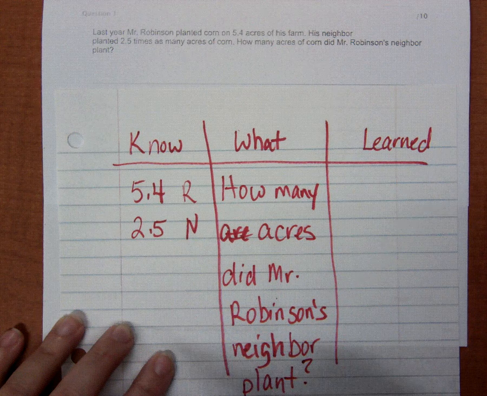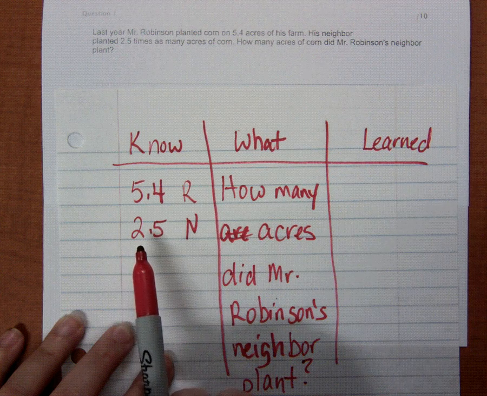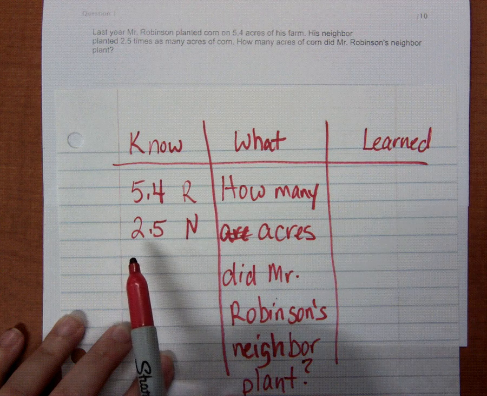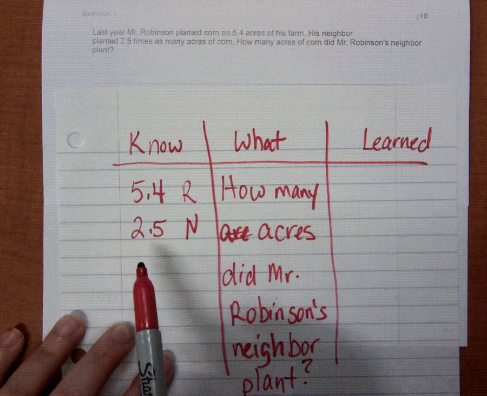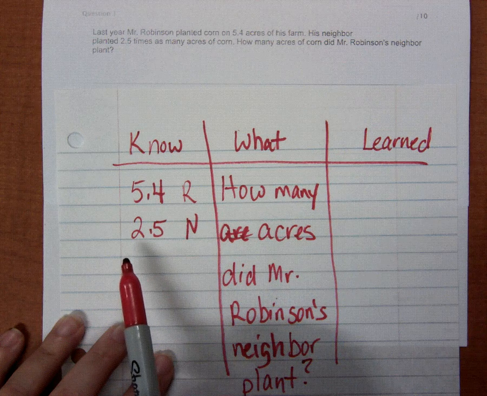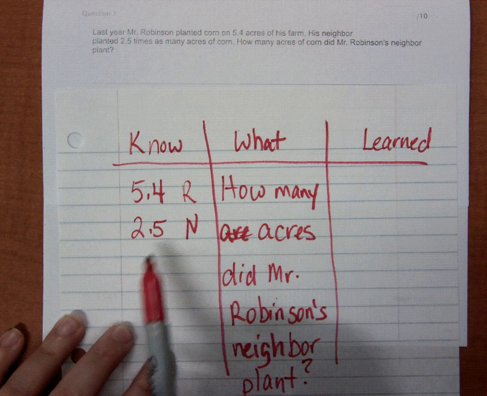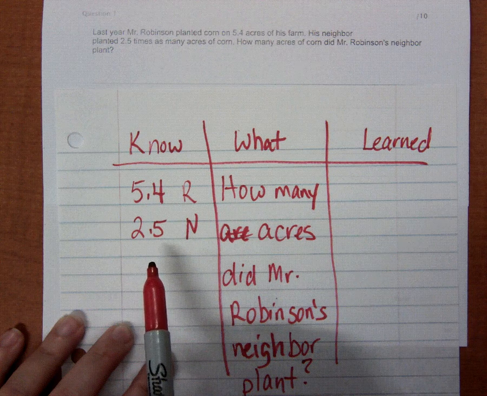How many acres did Mr. Robinson's neighbor plant? All right, now for the next question, we're going to come back here to know: are we going to be multiplying, dividing, adding, subtracting? What do you think? Just go ahead and take about 5 seconds to think about what you would do.